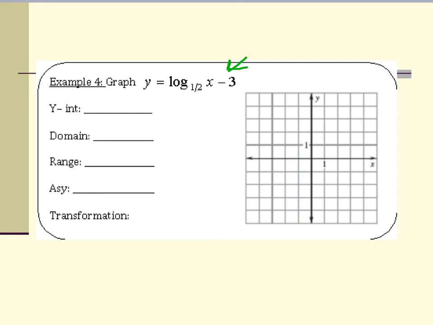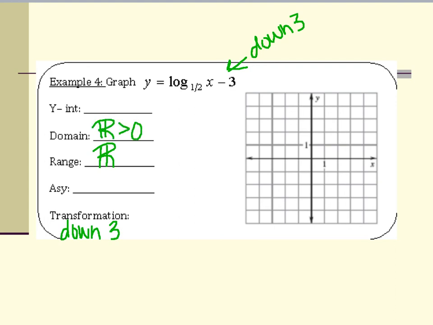So this right here tells us to go down 3. So we know right now we're going to have a transformation. Our transformation is going to be down 3. So I'm going to put that right now under my transformations, down 3. You should know at this point too that your range is still going to be all real numbers. And because we're not moving left or right at all right now, your domain is still going to be all real numbers greater than 0.